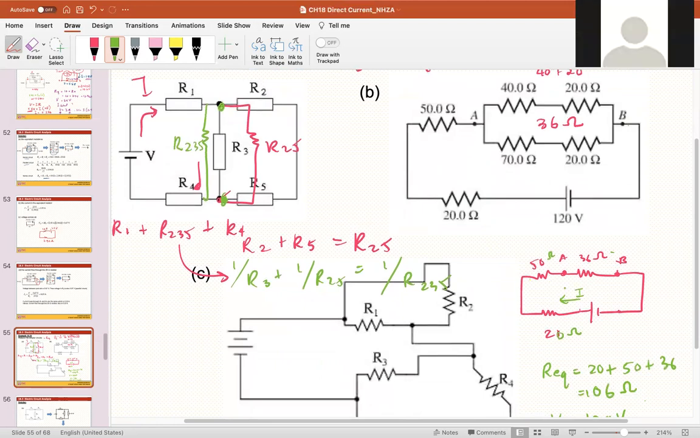Okay, so when we want to find the I total, remember we need to use the V total, which is always your battery, and the R total. In this case, it's 106.